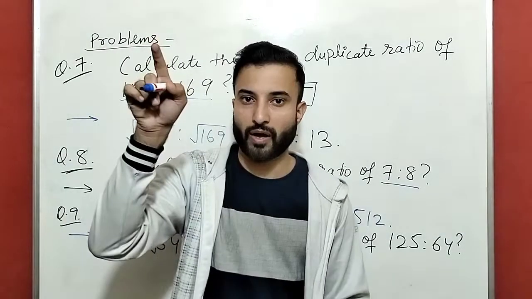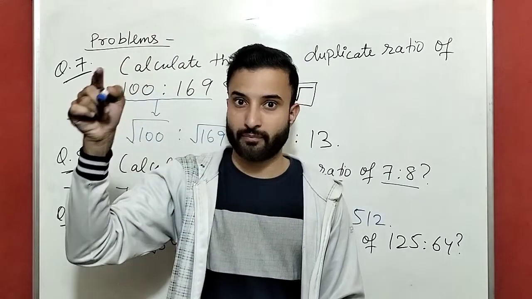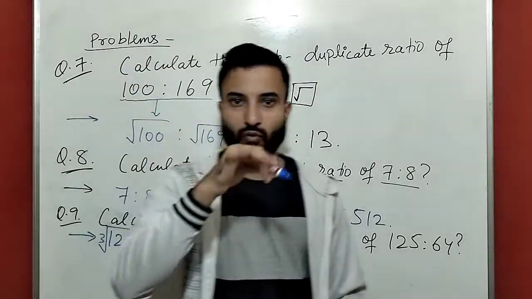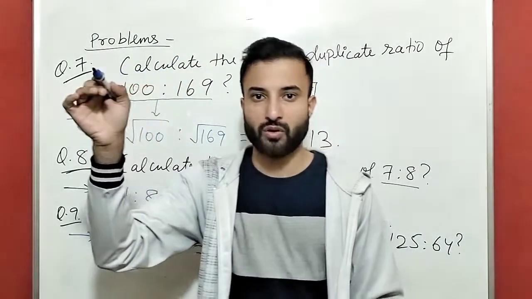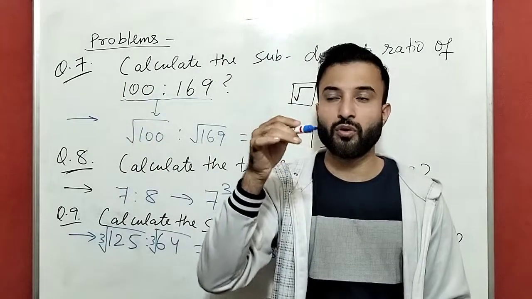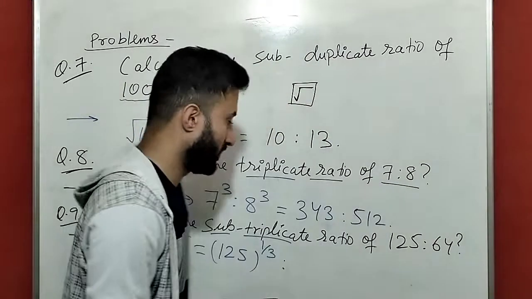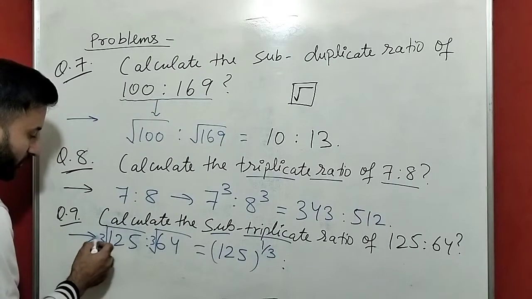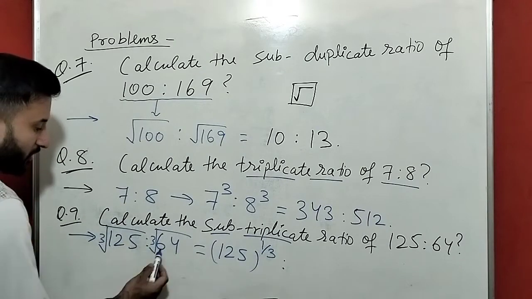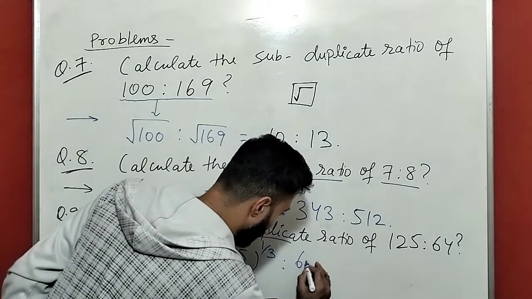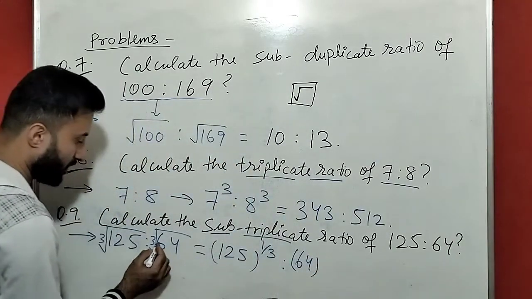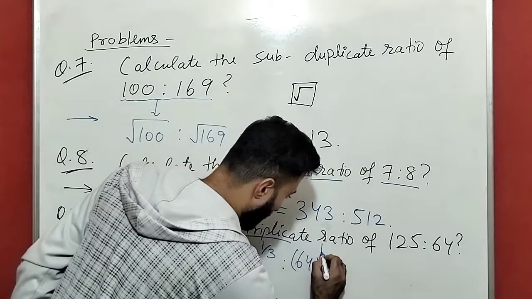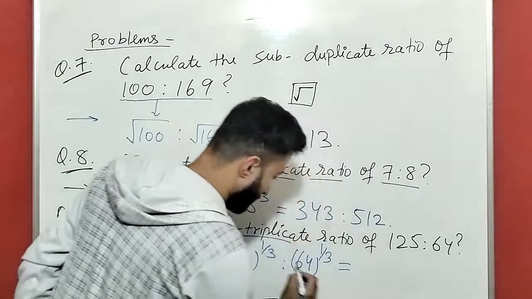When we remove the square root, the power becomes 1 by 2. And when we remove the cube root, the power becomes 1 by 3. So for 125, removing this cube root, the power becomes 1 by 3. And then for 64 cube root, when we remove this cube root, the power becomes 1 by 3.